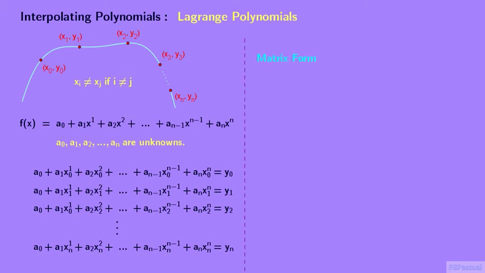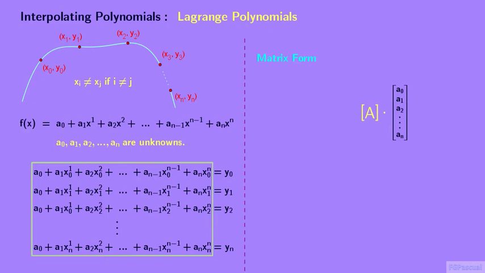Let us write the system in matrix form. We write out the left side of the system of equations as a coefficient matrix capital A multiplied to the vector of unknowns. On the right side, we have the vector of y-coordinates.